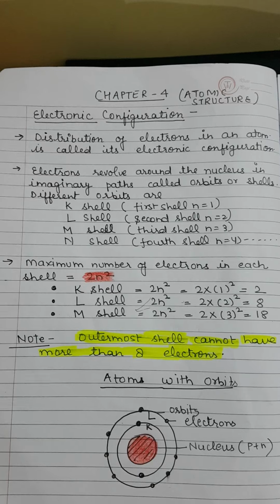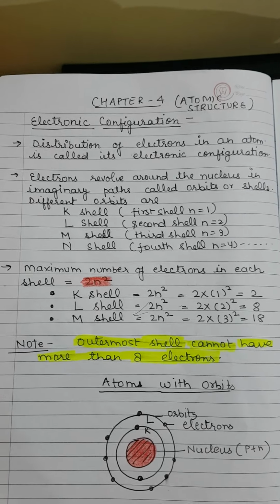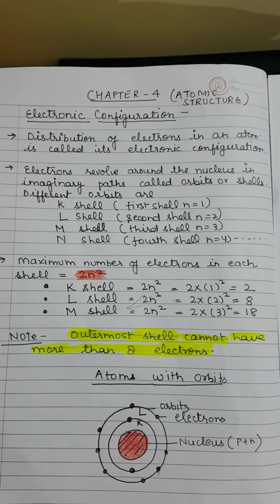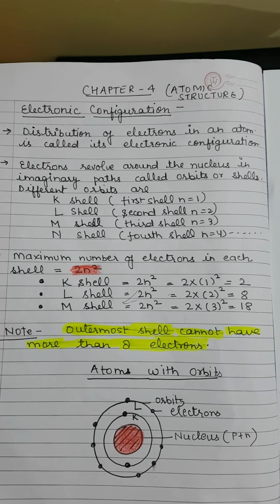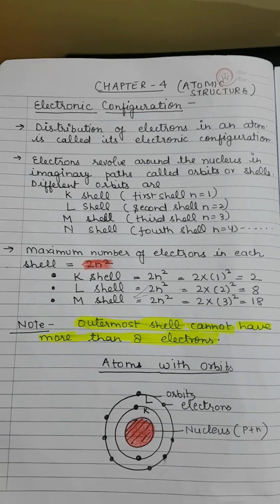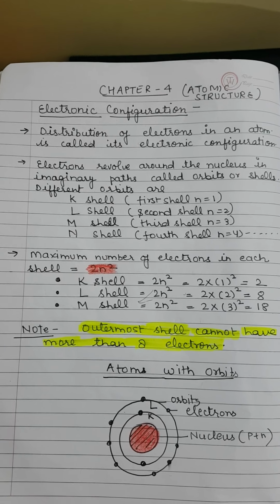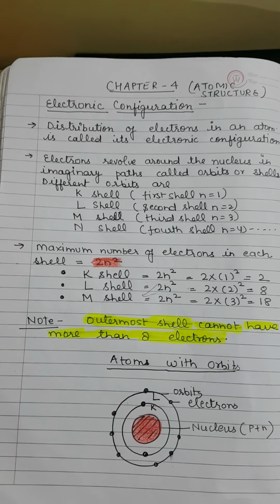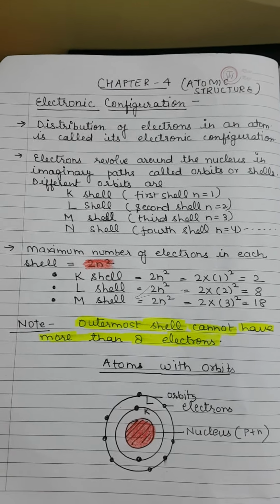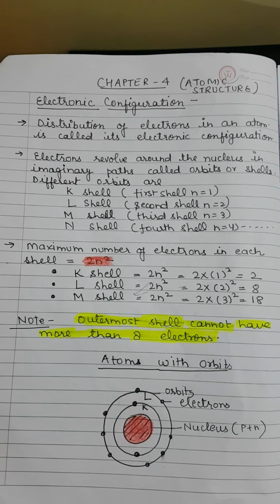I am giving you one example here, like carbon. You know the atomic number of carbon is 6. That's why the number of protons is equal to 6 and the number of electrons is equal to 6. One more example, like nitrogen. Atomic number 7 means the number of protons and the number of electrons in a neutral atom is equal to 7.